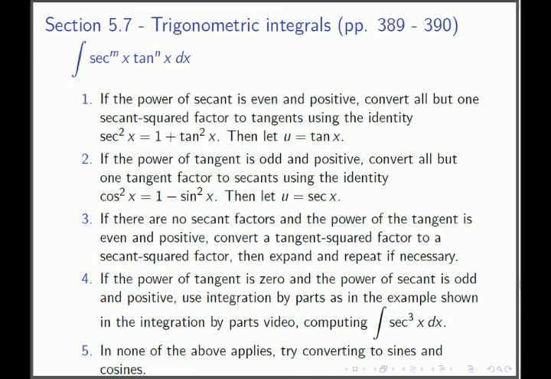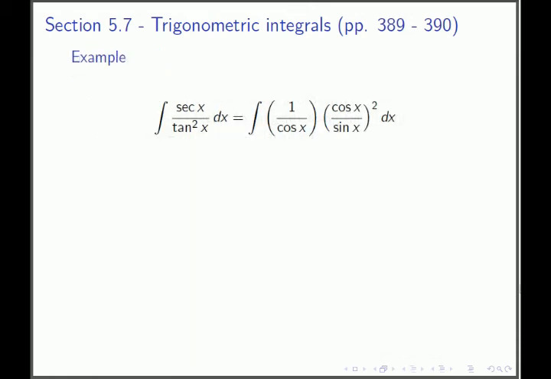Now, if none of the above rules apply, then you might try converting to sines and cosines. So this is a good example of that. This doesn't fit any of the conditions of the first 4 rules for secant and tangent. So let's just rewrite them in terms of sine and cosine. Secant is 1 over cosine, and tangent squared is sine squared over cosine squared, but since this is in the denominator, we've flipped that fraction here. So this is cosine squared over sine squared.